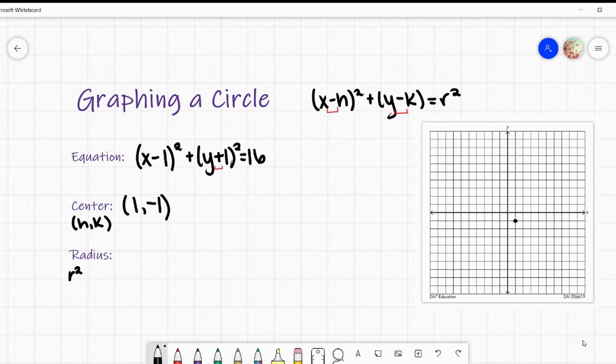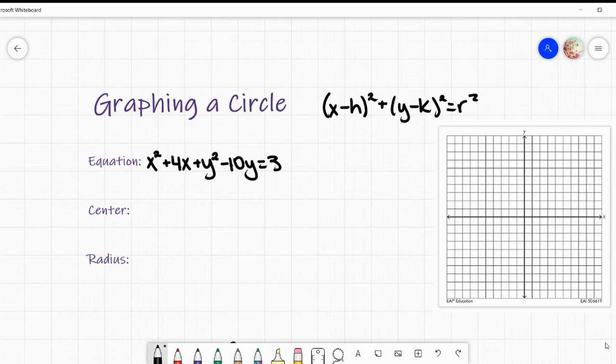Again, r squared equals 16, therefore our r is 4. 2, 4, 2, 4. And that is another example. Well, it's not a very good circle, but that's another example of graphing a simple equation.